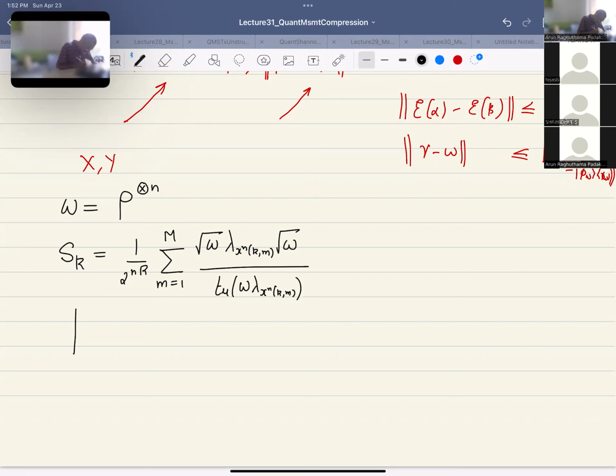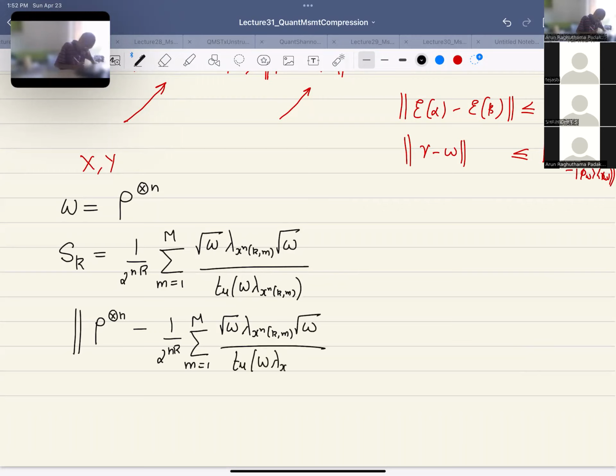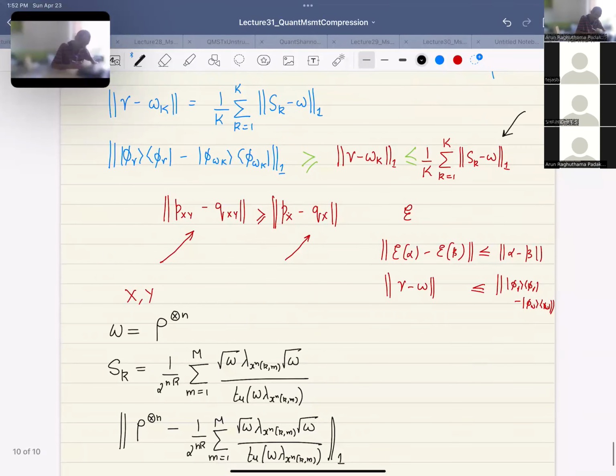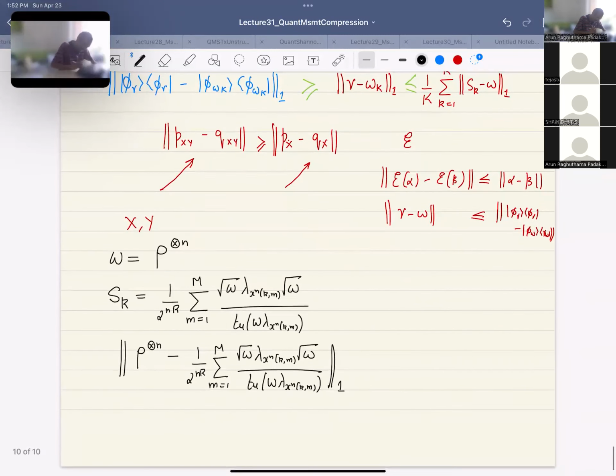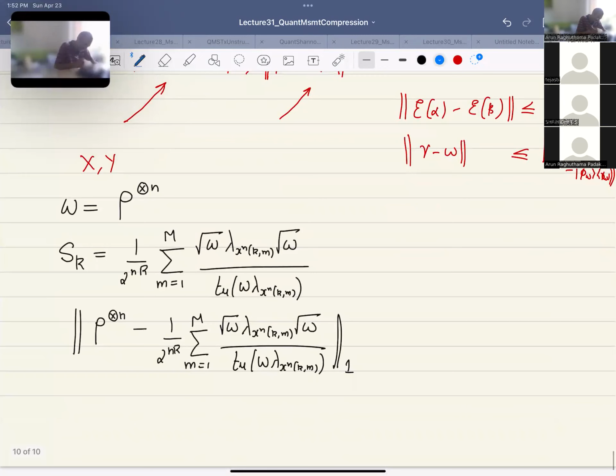So what am I looking at? I'm looking at the following: omega, rho tensor n, minus 1 by 2 power nr, sum over m equal to 1 through capital M of root omega lambda xn of k comma m root omega divided by trace omega lambda xn of k comma m. What do you think this is? I know it may be useless, because I'm on the other side of the inequality. What is the point in dominating this guy? But let's still study this guy. What do you think this is?